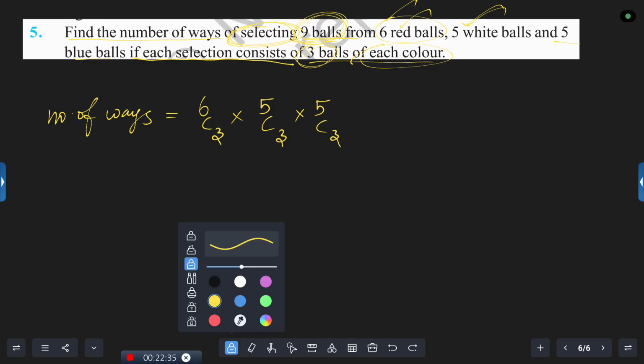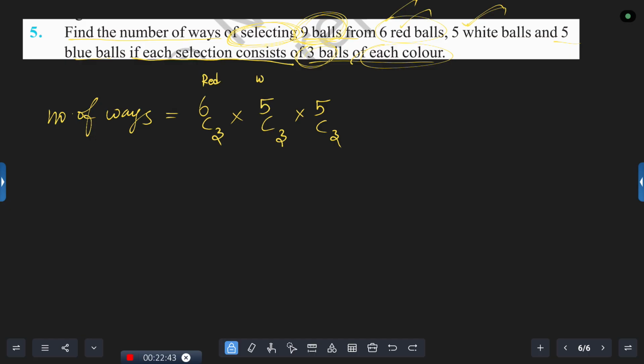If you want clarification, you write here. This is red color, this is white color, this is blue. From that, we are selecting 3 from each. See, I gave multiply. Have you understood why multiply? Because the total balls I need is 9, and I'm not able to get 9 at a time. If I'm not getting enough balls, I use multiply. If I get 9 balls from the first selection, then I should do plus. But I don't have 9 balls to take from each color, and they said each color we need only 3.